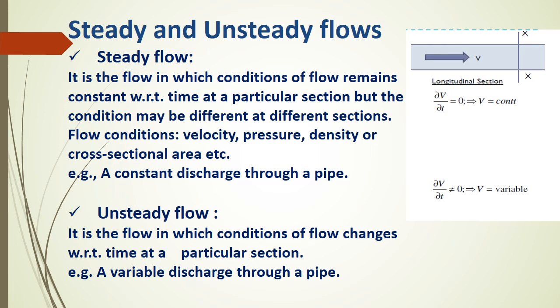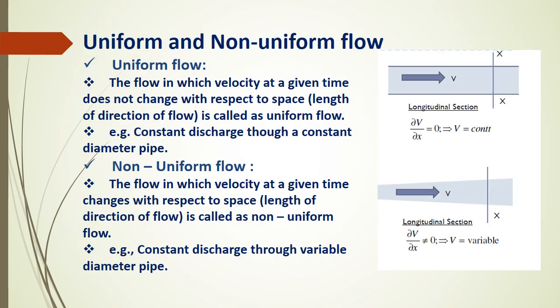Steady and unsteady flow. First, steady flow. It is the flow in which the condition of flow remains constant with respect to time at a particular section, but the condition may be different at different sections. The flow conditions: velocity, pressure, density, cross section, etc. Example: a constant discharge through a pipe. Whereas in unsteady flow, the condition of flow changes with respect to time. For example, a variable discharge.